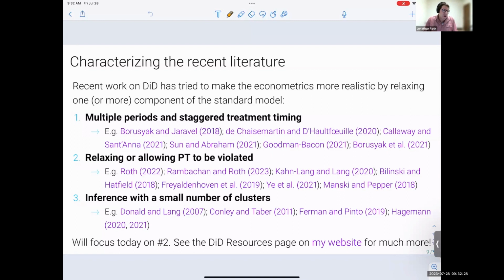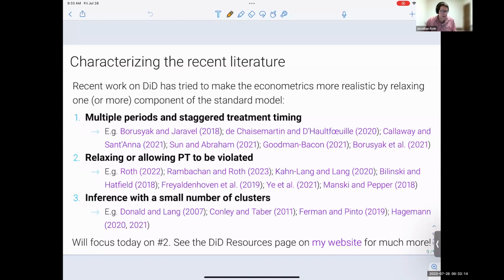So there's been a large literature on what happens when we have multiple periods and staggered treatment timing. These papers typically maintain the other 2 branches, so they're going to assume parallel trends, and they're going to assume a large number of independent clusters. In particular, a lot of these papers show that the typical two-way fixed effects regressions that people were running don't necessarily converge to some form of convex weighted average of average treatment effects on the treated. But fortunately, there are new estimators that people have developed that have better properties under parallel trends and a large number of independent clusters.